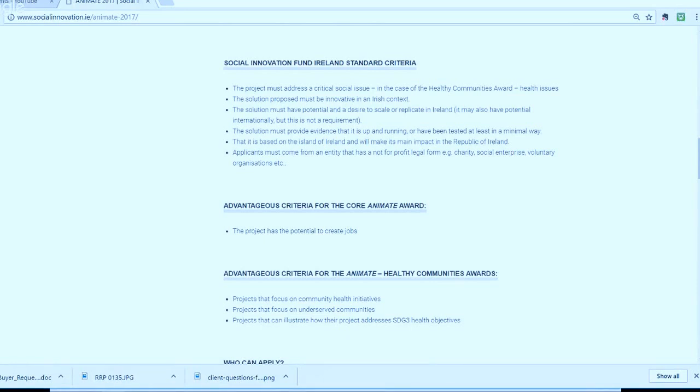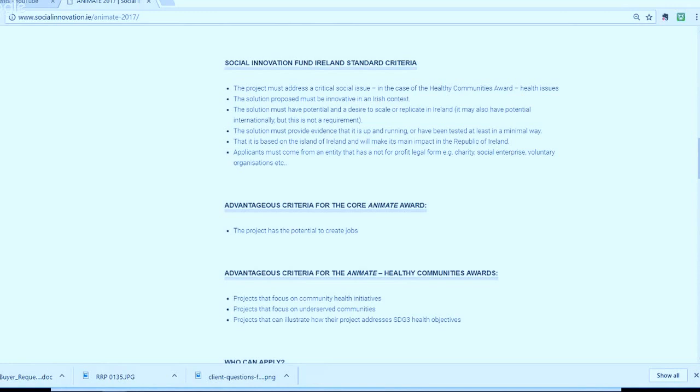So the third standard criteria is the solution must have the potential and desire to scale or replicate in Ireland. So you'll notice in the application form that there is a section about scaling and replication. What we mean by scale is that your organization scales the solution itself as an organization. What we mean by replication is that you would readily identify that as an organization that is in Wexford, you don't have the capacity to scale to Mayo, to scale to Donegal, but you are very open to creating a model that is replicable. So an organization potentially in Mayo or in Donegal can pick up that model and can use it to solve the social issue in their local area. So that's the difference between the two, and it's a question that we get time and again over the last few funds that we've run.